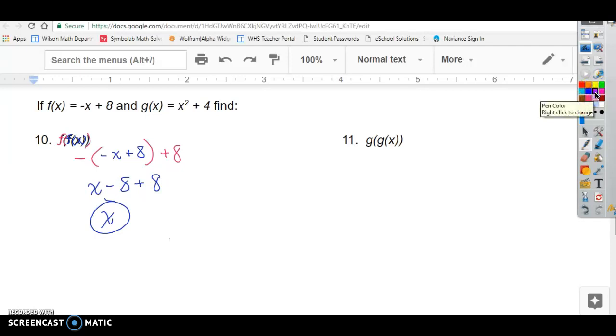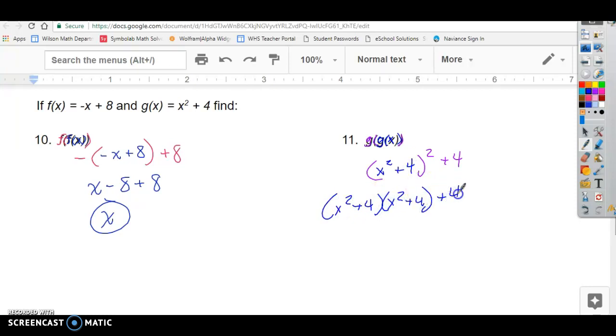Coming over here, g of x. Okay, so first time I rewrite g of x, I'm going to have blank squared plus 4. The inside one I'll do in blue, which is still an x squared. Sorry, x squared plus 4. So really what we have is x squared plus 4 times x squared plus 4 plus 4.